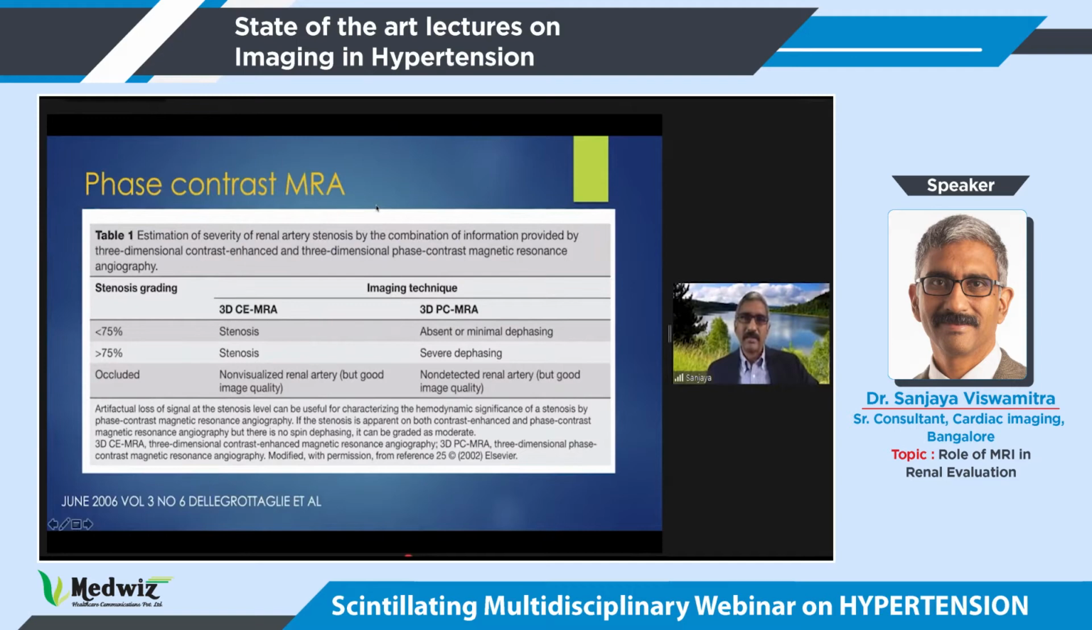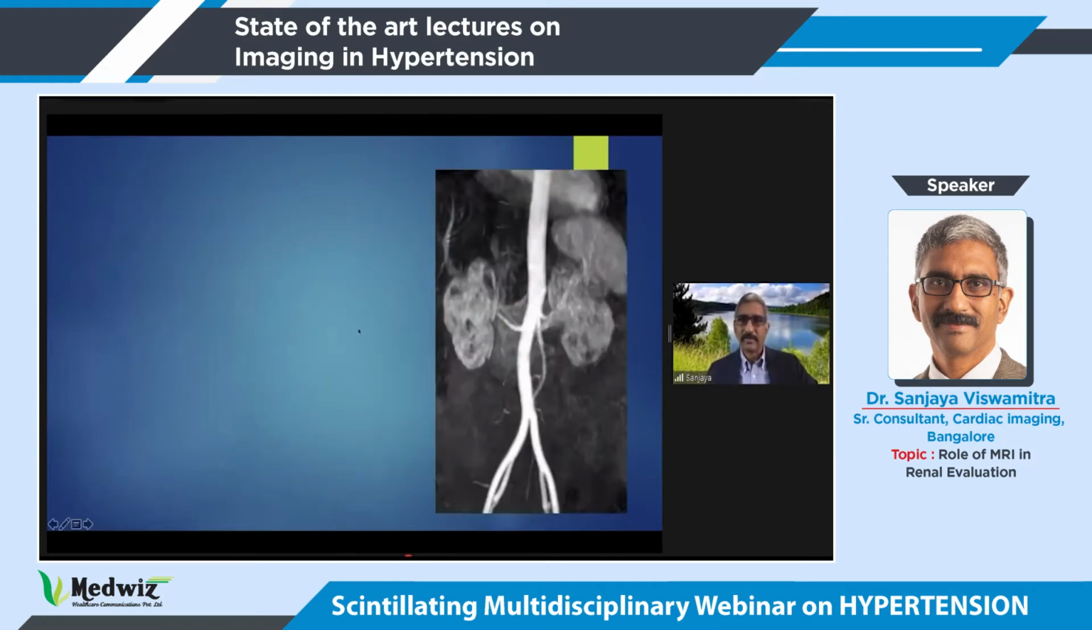The contrast MR angiography, the ability to give high quality imaging is sufficient for most of us to give an accurate estimation of 50 to 70 or greater than 70%. Usually about 50% and plus is something which we are very confident about reviewing.